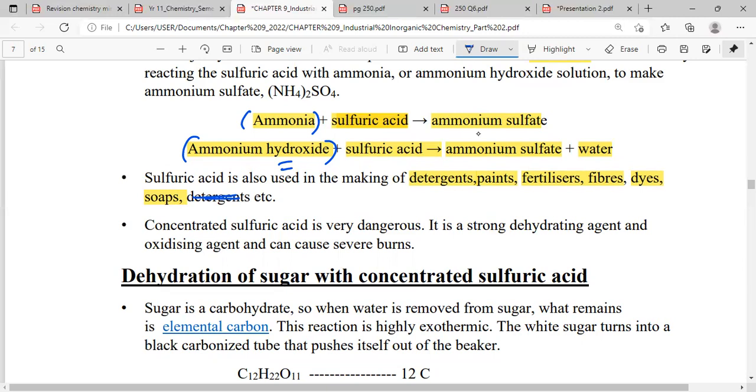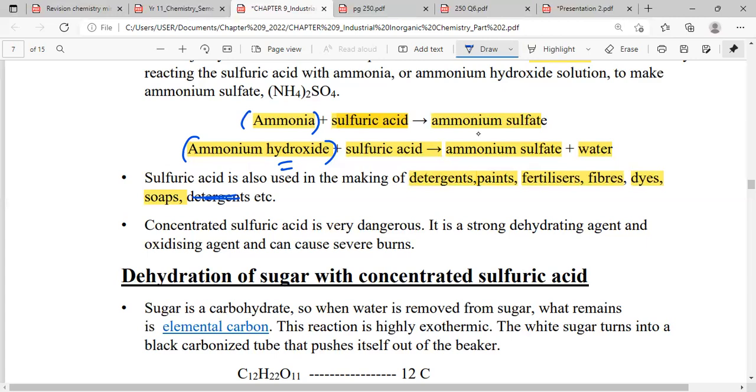Fibers, like synthetic fibers that are used to make clothing, plastics, and so on. Dyes, the coloring matter, and also soaps. So all these things are made from sulfuric acid.